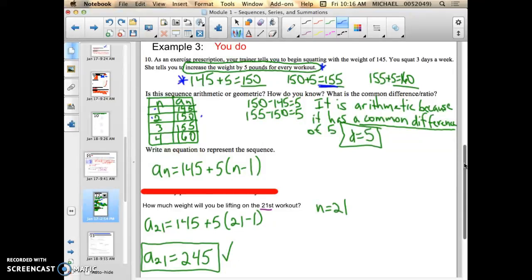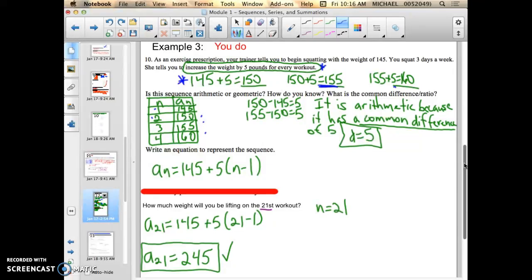I'm lifting, right over here, sorry. I'm lifting 155 plus 5 is 160. So that's how I found all of those numbers. I just added 5 for each workout. So that's my list of first 4 terms, 145, 150, 155, 160. I wrote an explicit formula. I'm sorry, to answer that, I knew that it was arithmetic because it had a common difference of 5.